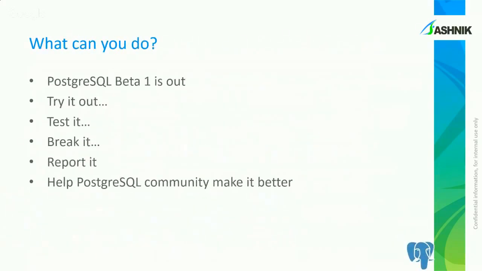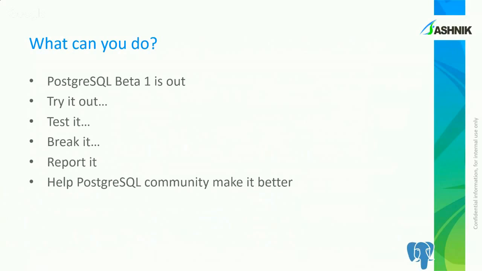Now, as a user, what can you do? PostgreSQL Beta 1 for 9.6 is already out. Test it out, try to break it, file a report, file a bug, and share your experiences with the PostgreSQL community so that they can take that feedback and make it better, fix the code, fix the bug, and make sure that parallelism does not break. And that holds true about other features of PostgreSQL in 9.6 as well.